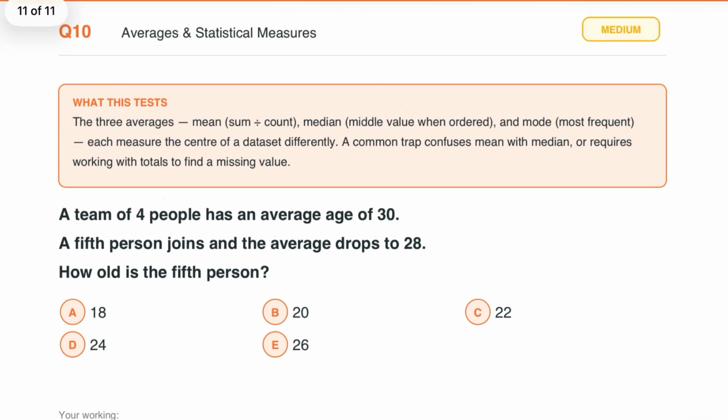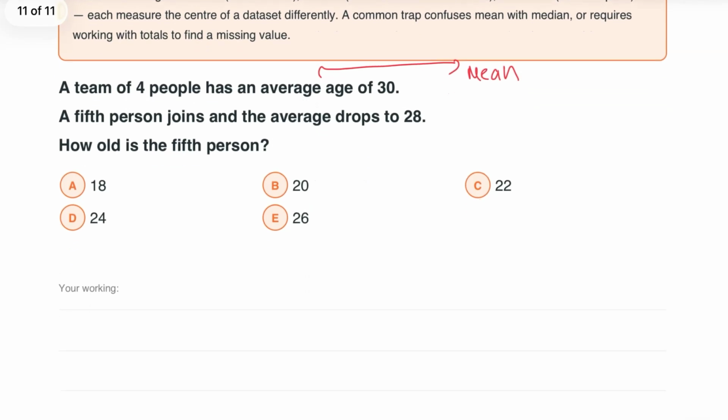This is a median difficulty question. The team of 4 people has an average age of 30. Average means we're talking about the mean here. A 5th person joins and the average drops to 28. How old is the 5th person? Pause this video, try to do it on your own, and then check if your answer is correct.